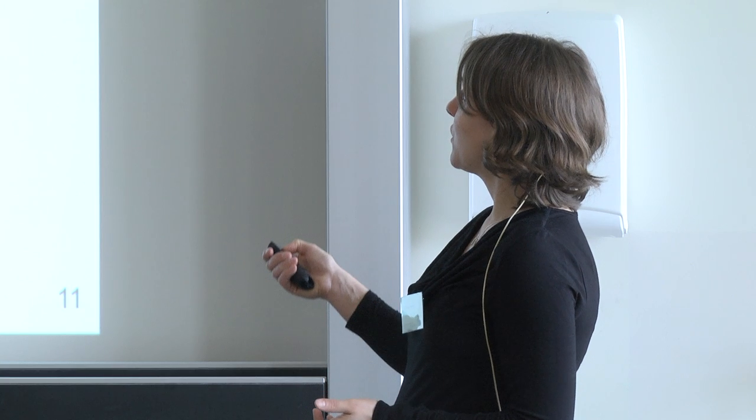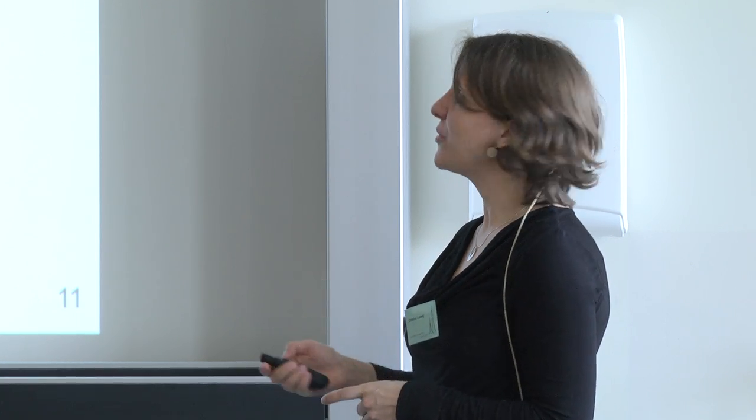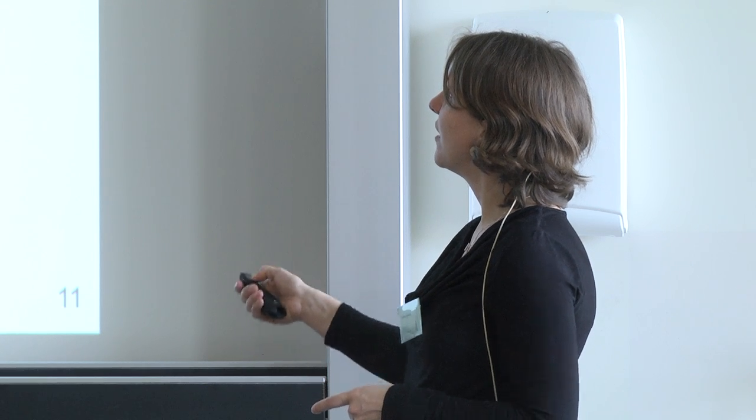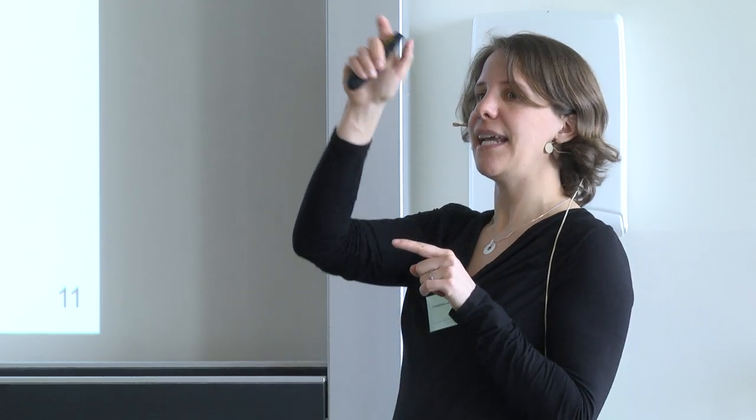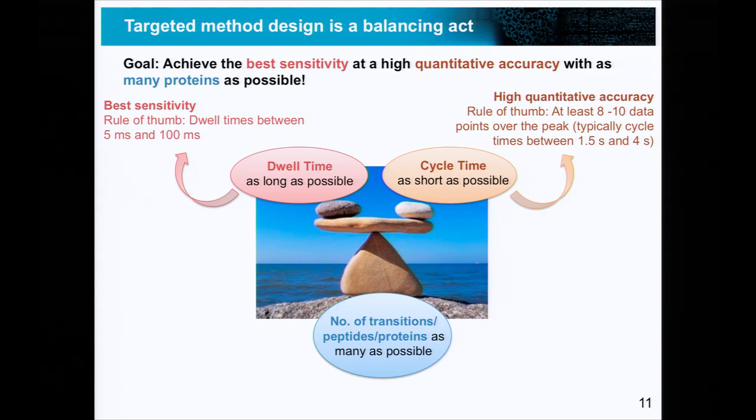Another goal that you want to achieve, you always want to be accurate in your quantitative measurements. And for that, you need short cycle times. You want to have many data points over your elution profile to nicely reconstruct the true peak shape. And here, the rule of thumb that people try to achieve is to have at least 8 to 10 data points over your elution profile. And now you can, of course, understand that depending on your peak width, this will lead to different cycle times.